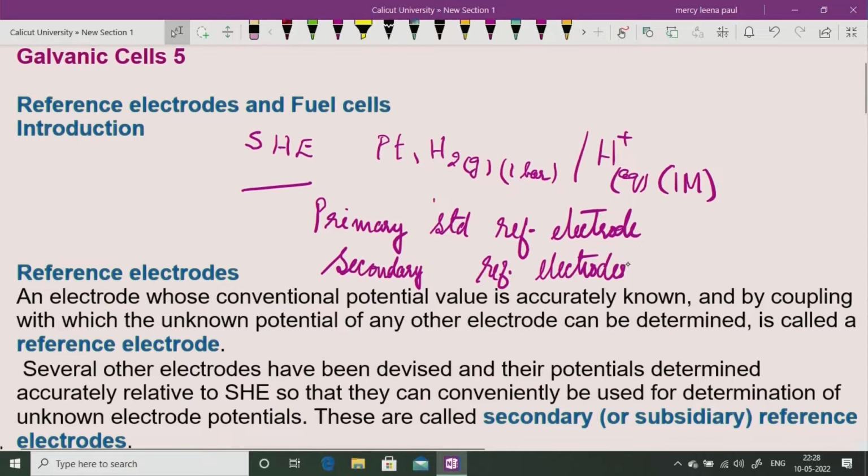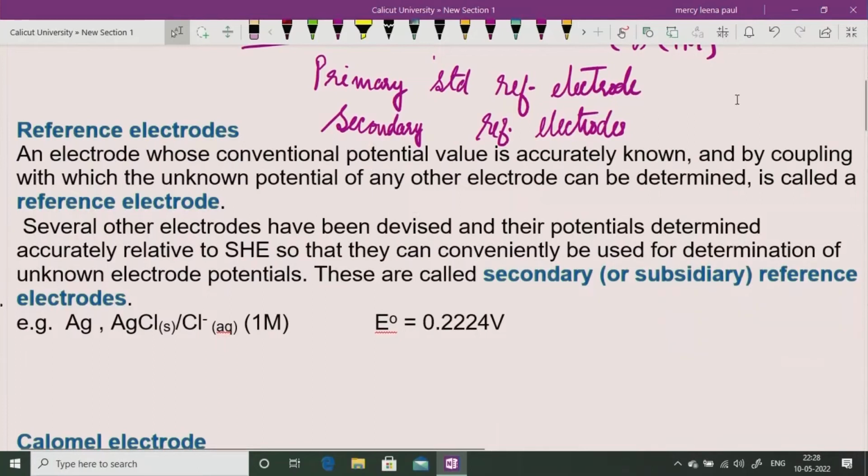So, let us see what we mean by a reference electrode. A reference electrode is an electrode whose conventional potential value is accurately known. It should be accurately known, and by coupling this electrode with another electrode whose potential is unknown, you can find out the potential of the other electrode. Such electrodes are known as reference electrodes. Now, there are several electrodes other than the standard hydrogen electrode, and we will just discuss the names of two, and we will be discussing one of the electrodes in detail.